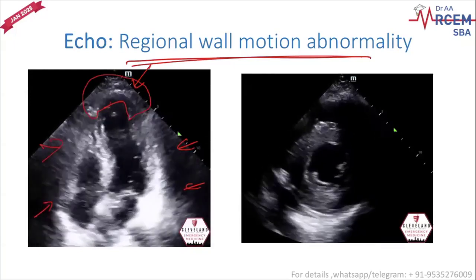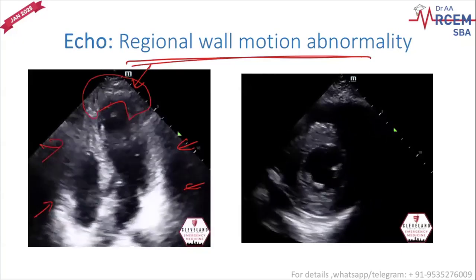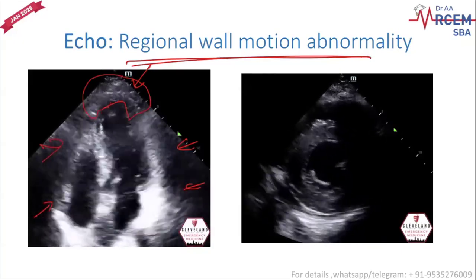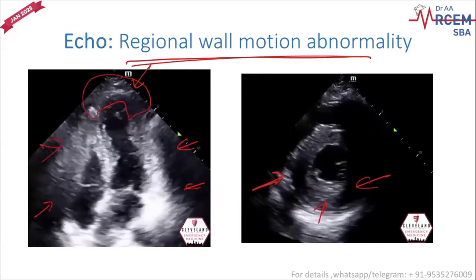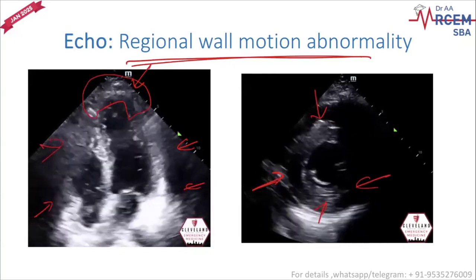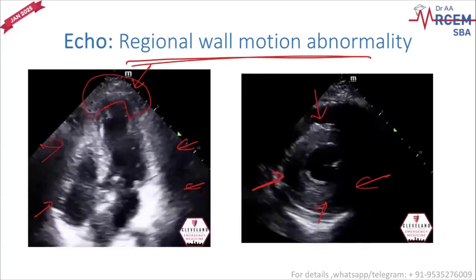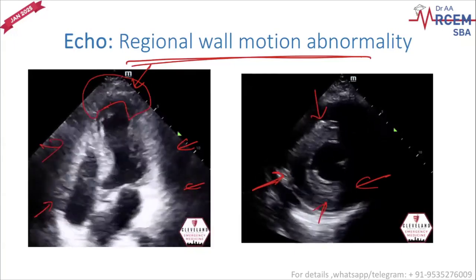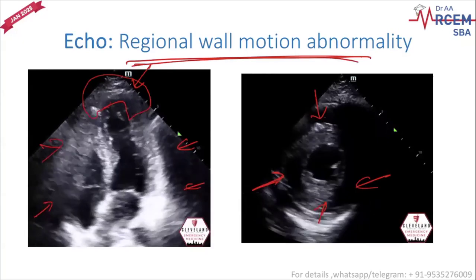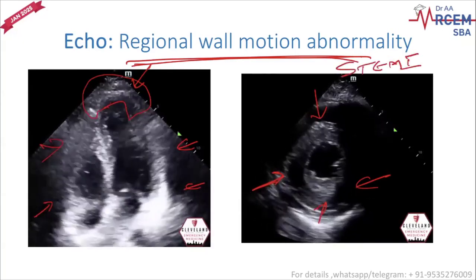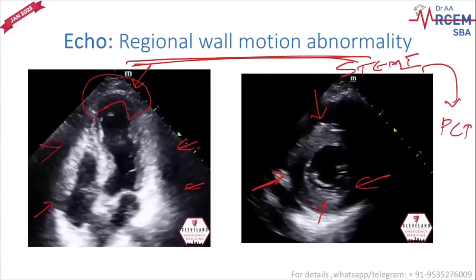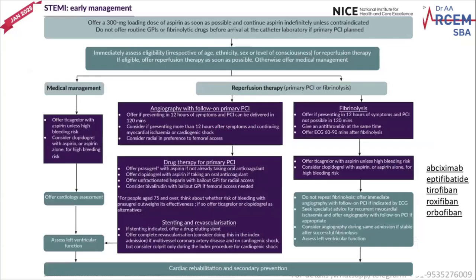This is known as regional wall motion abnormality. Similarly, here what you can see is this part of the heart contracting, but this musculature of the heart is not contracting much at all. Again, this can be labeled as regional wall motion abnormality, which is equivalent to an ST segment myocardial infarction. So you need to get this patient to a PCI as soon as possible.